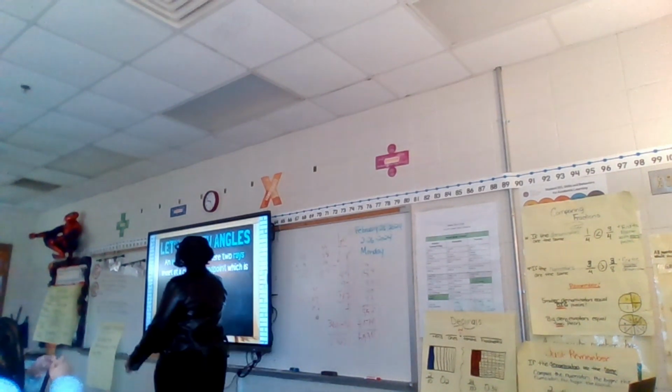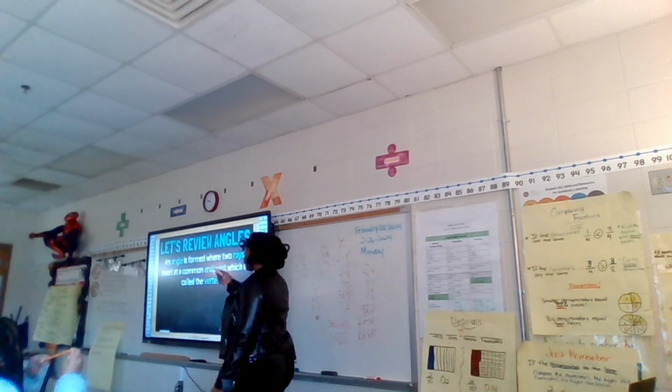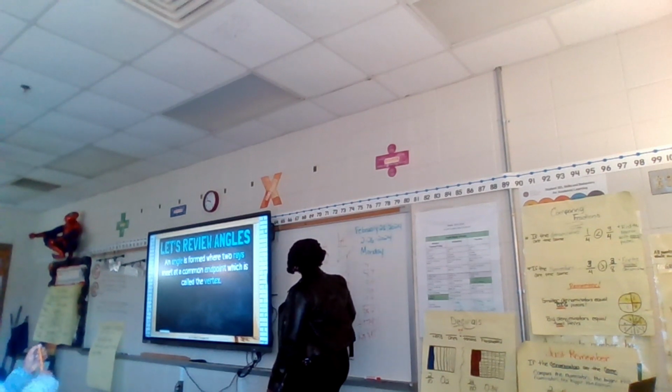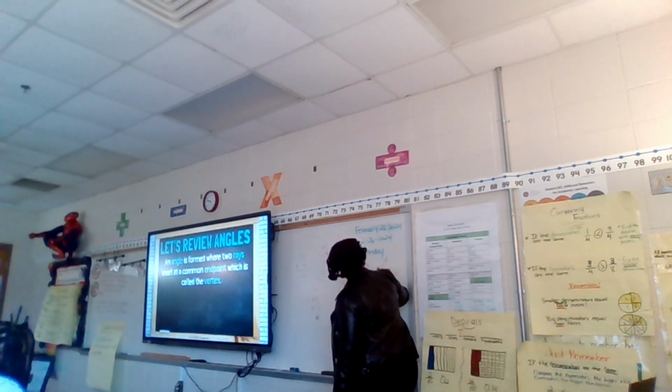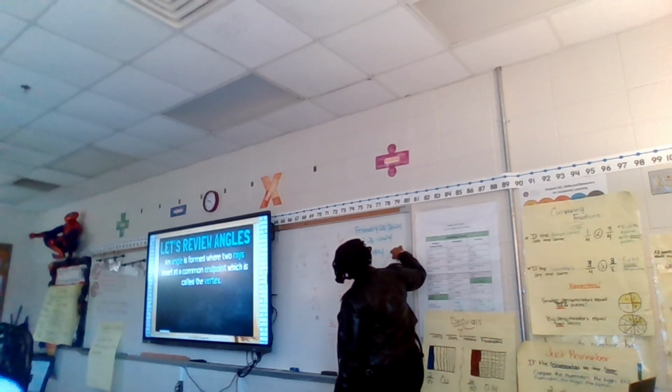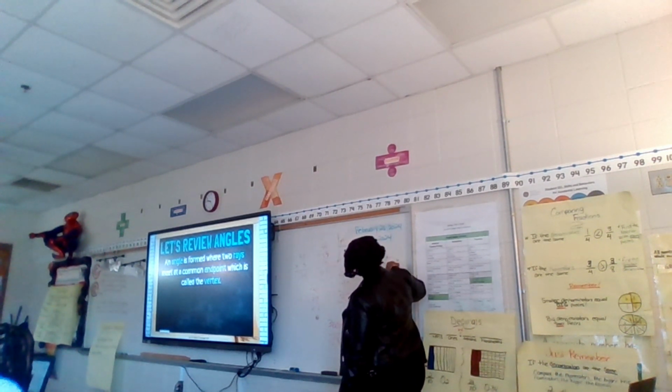An angle is formed where two rays meet. It's called the what? Vertex. Okay, so what's this called? And what's this called? A vertex. So if I have something like this, right? This is called the what? Vertex.